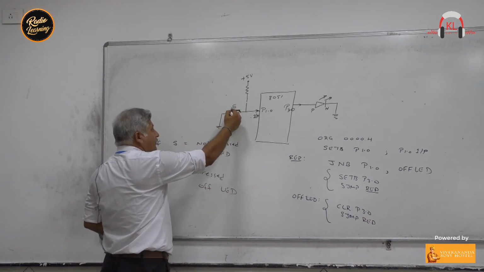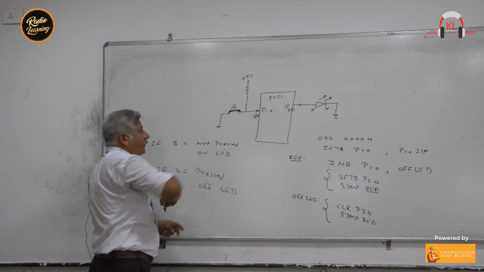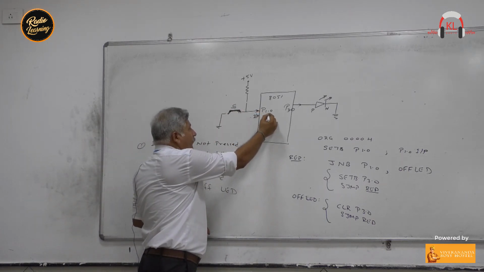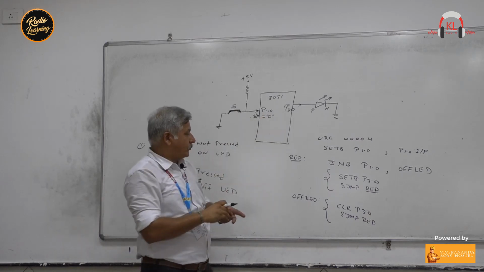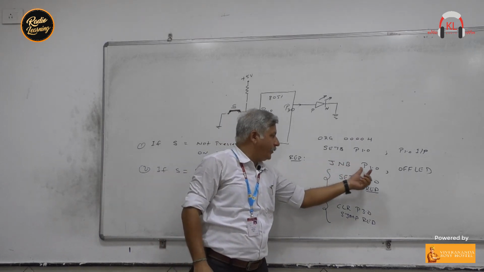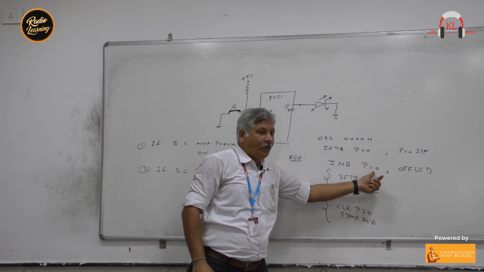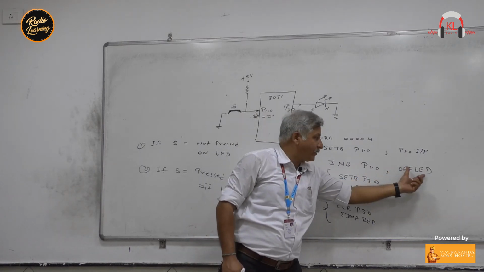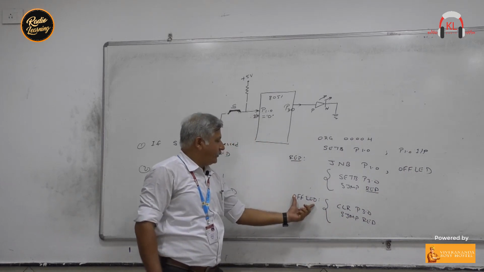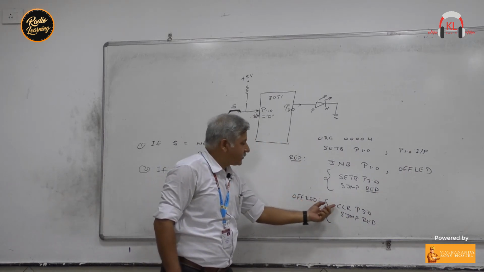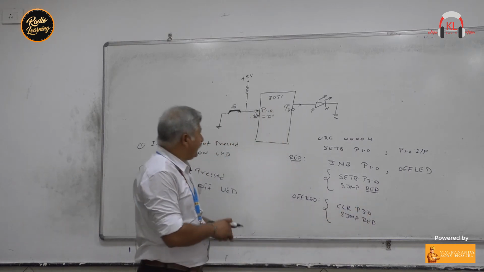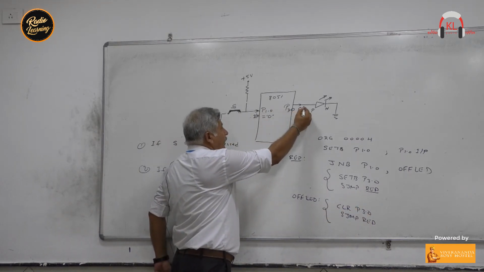Suppose we have pressed the switch. Right? Now what do we have? If we have pressed the switch, value at pin number 1.0 will be 0. See this instruction, jump no bit P1.0. If P1.0 is 0, then go to off LED. So in this case, program will go to this label, right? And here the first instruction is CLR P3.0. So now this 3.0 pin will become 0.